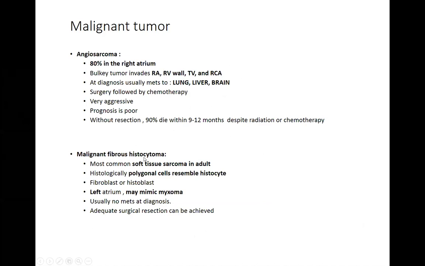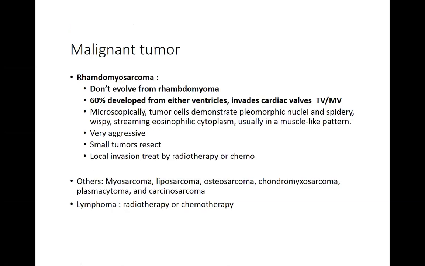Malignant fibrous histiocytoma is the most common soft tissue sarcoma in adults. Histologically, it's polygonal cells resembling histiocytes, fibroblasts or myofibroblasts. In the left atrium, this mimics a myxoma. That's why it's polygonal cells. If you remember, when we talked about myxoma, it's also polygonal cells. Usually there are no metastases at diagnosis, and adequate surgical resection can be achieved. And I actually did one case like this before.